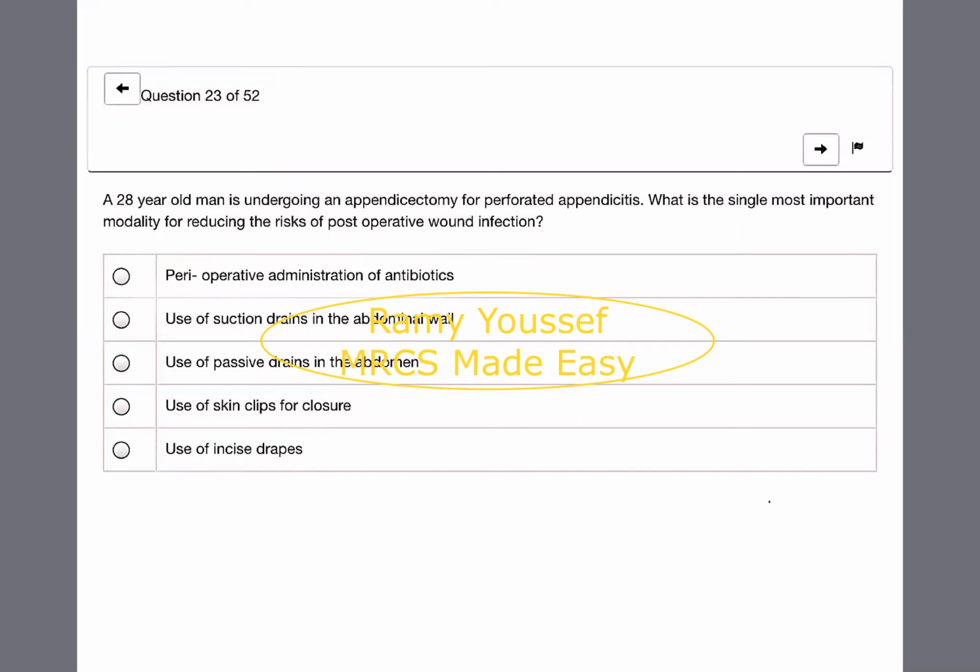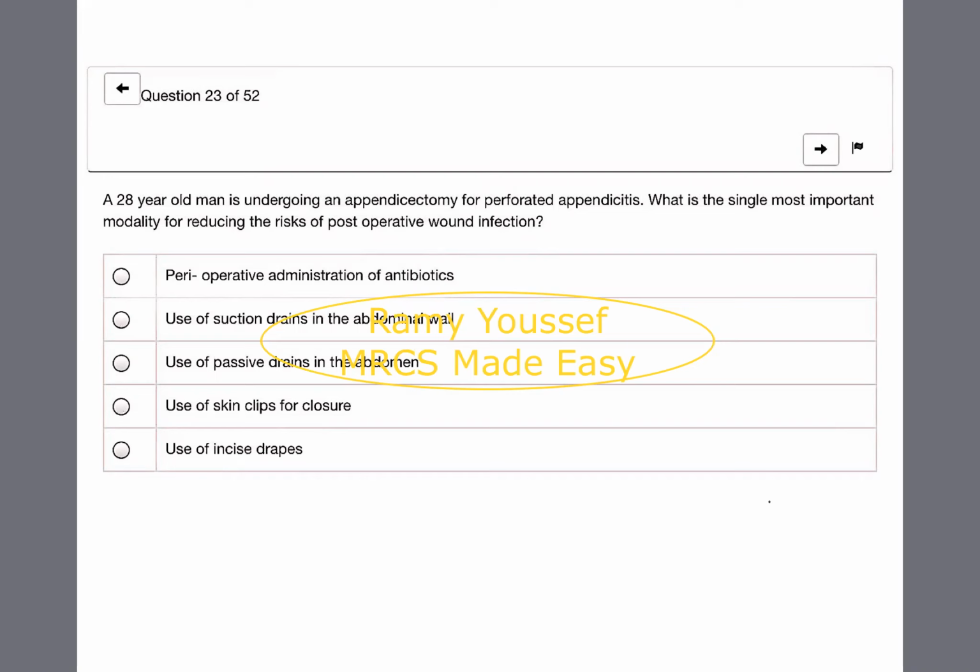A 28-year-old man is undergoing an appendectomy for perforated appendicitis. What is the single most important modality for reducing the risk of postoperative wound infection? Perioperative administration of antibiotics, use of suction drain in the abdominal wall, use of passive drain in the abdomen, use of skin clamps for closure, or use of incise drape?